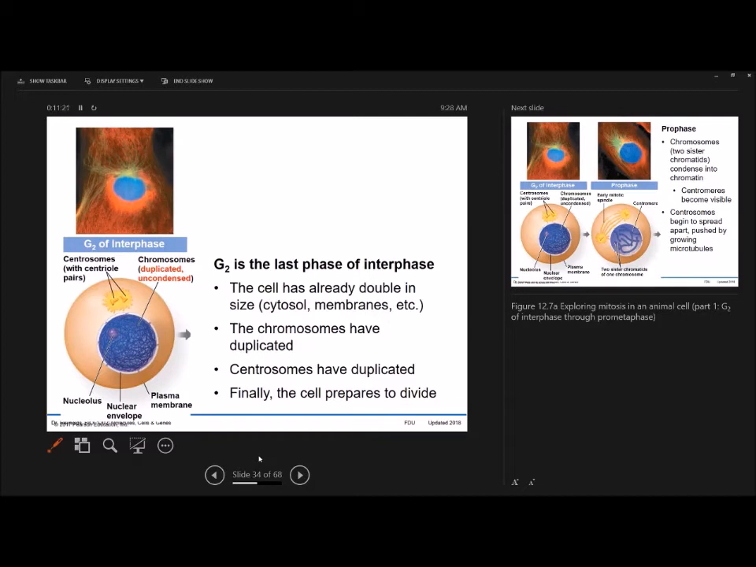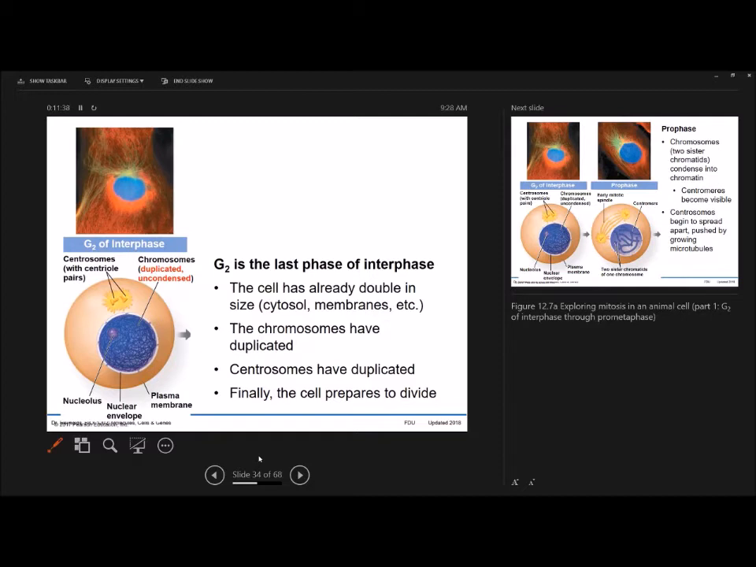And finally, the cell has prepared to divide. It's duplicated its chloroplast, if it has it. It's duplicated its mitochondria. It's made lots of ATP. What phase was that? G2. So that's what's happening right now.